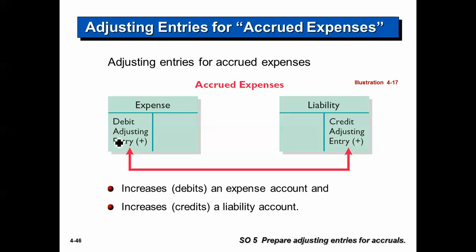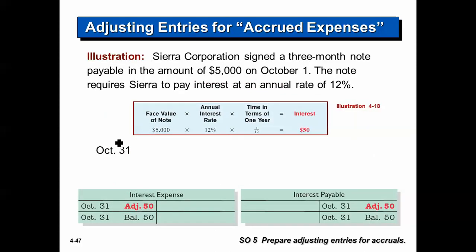All right. An example: Sierra signed a 3-month note payable in an amount of $5,000. The note requires Sierra to pay interest at an annual rate of 12%. So they have to pay interest every month. They haven't recorded that in October, so that's what they do. They record the expense and they credit the payable. And that's how we handle accrued expenses.